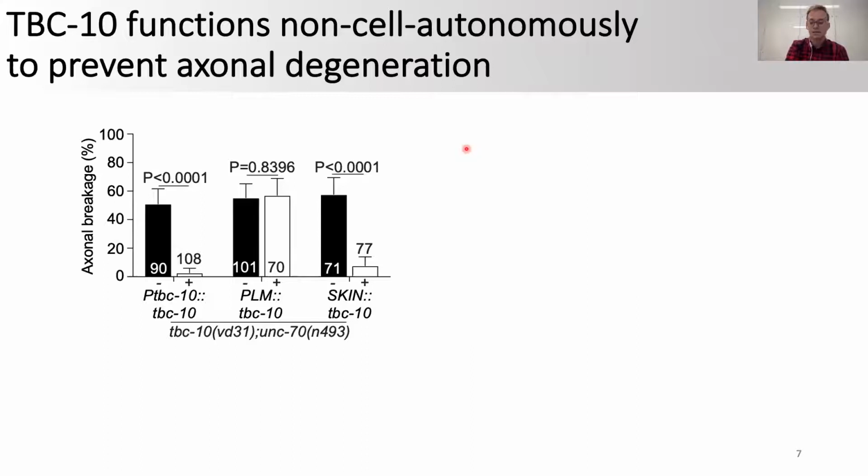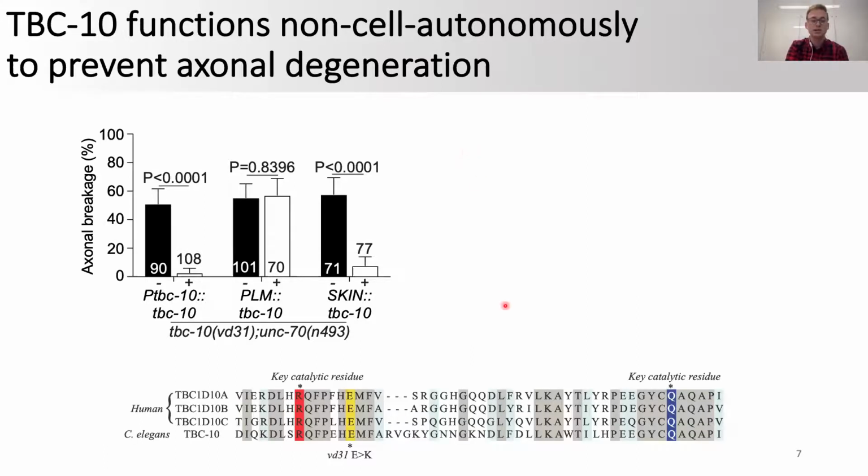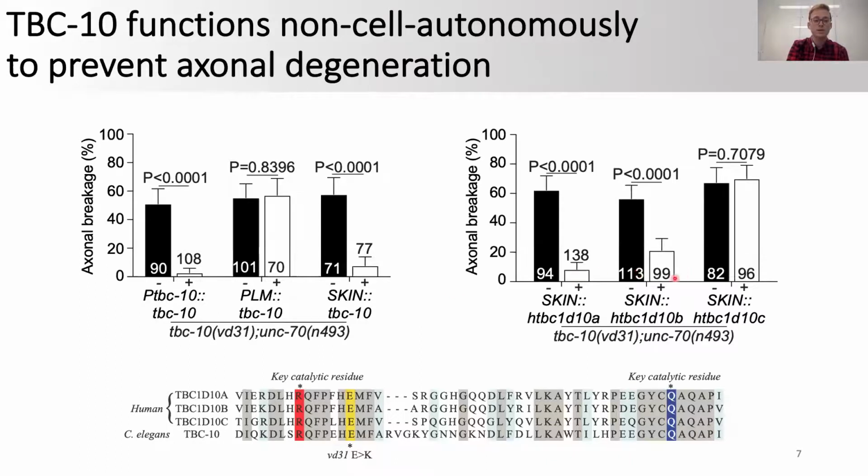Now, TBC10 shares a high degree of sequence homology with the human orthologs. TBC1D10A through to C is the human family. And you can see here, this is the catalytic region of this Rab GAP. And shown in yellow is the conserved residue, which is mutated in the allele that we isolated. So we next asked if these human versions can also rescue the TBC10 defect when expressed heterologously in the worm. And of the three, two of them, A and B, are able to rescue this defect, while C doesn't, suggesting that in this context, the function of this family is conserved.